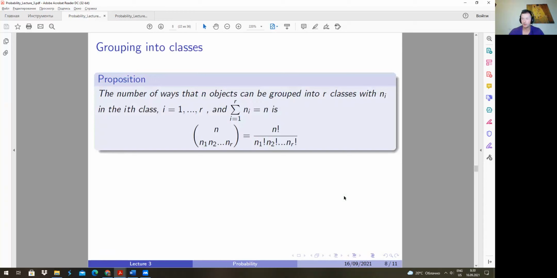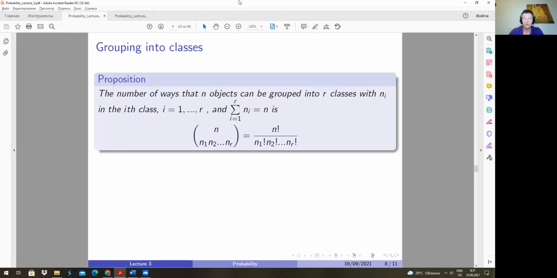Okay, one more case when we want to apply the multiplication principle and we want to apply something similar to what we discussed right now. This is called grouping into classes. So we have n objects and we want to group these objects into R classes, and each class has ni elements inside this class. Let me give you an example when we can do this.